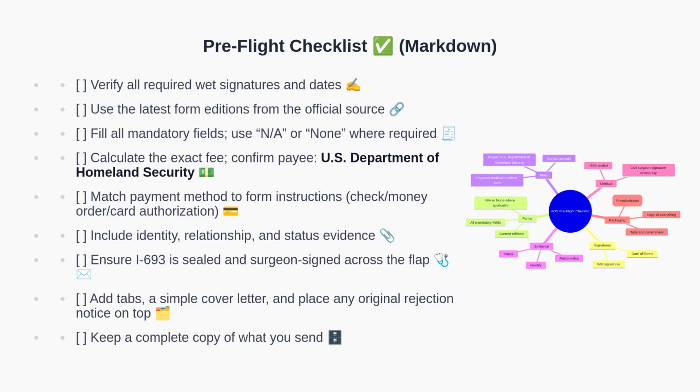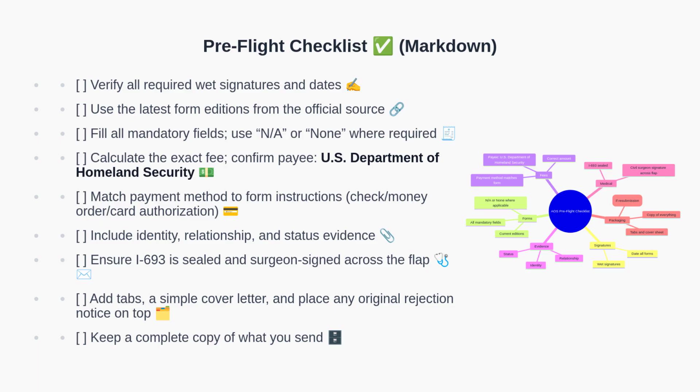Use this checklist before every submission. Confirm all required wet signatures and dates. Download and use the latest form editions from the official source. Complete all mandatory fields, inserting N/A or none as required to avoid blank mandatory responses. Calculate the exact fee and ensure the payee is listed as U.S. Department of Homeland Security. Use the payment method permitted by the instructions, whether check, money order, or a properly completed card authorization. Include identity, relationship, and status evidence as applicable.